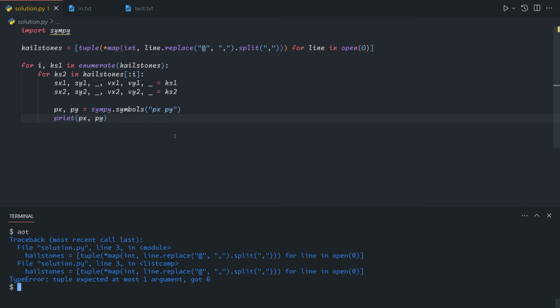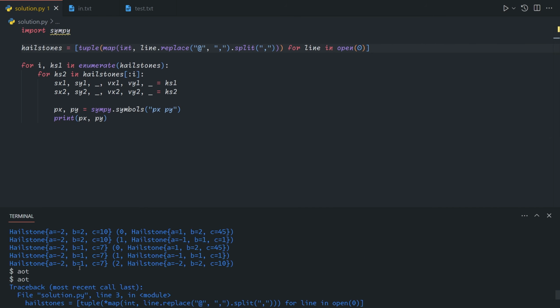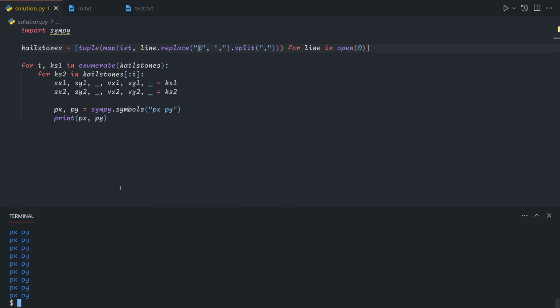So if we print that out, there's not supposed to be a star there. We get, it outputs them as the strings px and py, but they are SymPy symbols. And by symbols, I mean basically just mathematical variables.